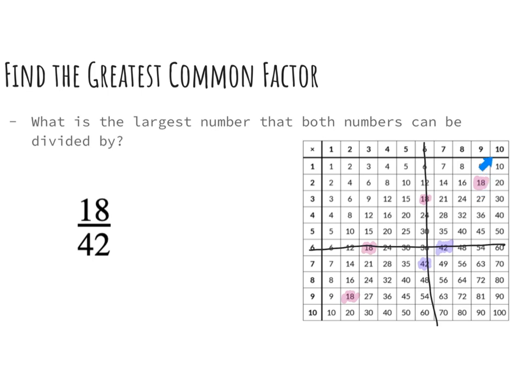So 42 isn't divisible by 9 or 2, or it is divisible by 2, but that's not very helpful. So if they're both divisible by 6, we're going to divide both by 6. So divide by 6. 18 divided by 6 gives us 3. 42 divided by 6 gives us 7. So our reduced fraction is 3/7.